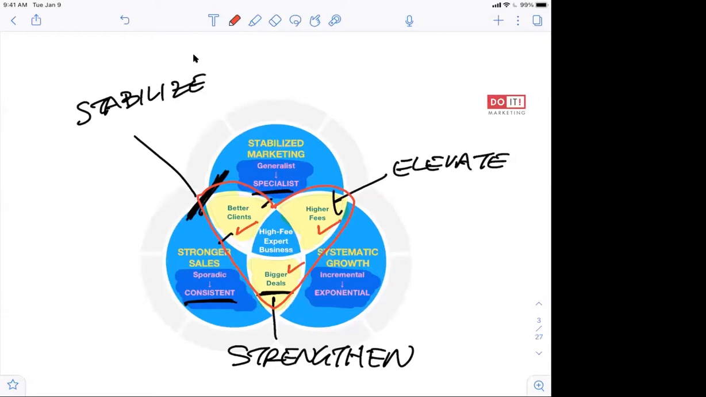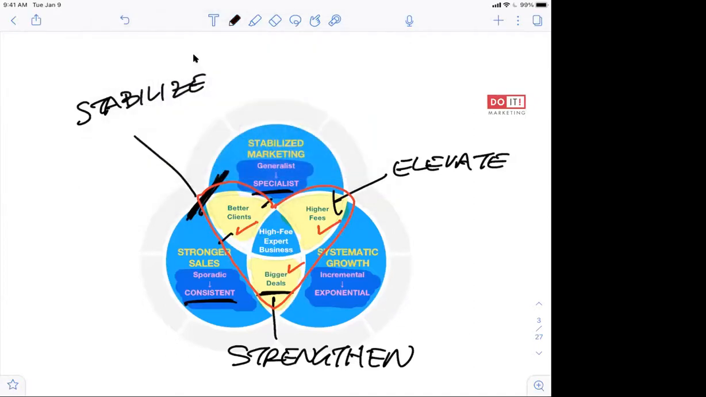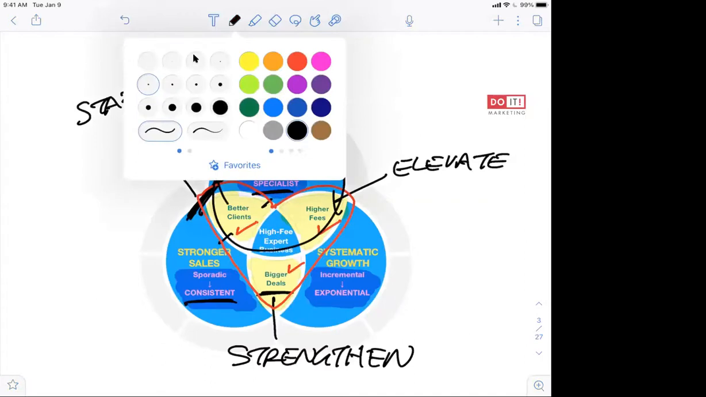And then the 9 accelerators, there's 3 in each of these areas, and we're going to go into what each of those looks like. Let me share with you, before we get to that, what does it look like when one or more of these is missing? Because that's another way to diagnose what you might have going on in your business right now. So let's start if the marketing piece is missing.